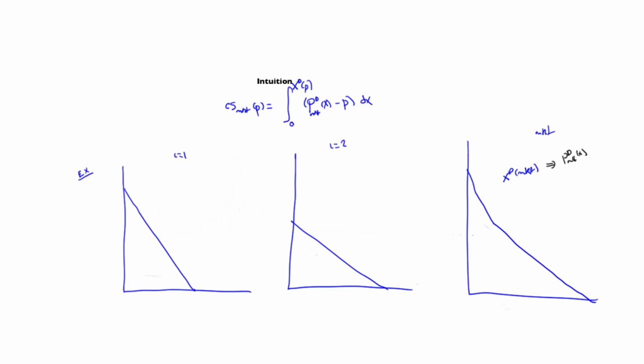Now, this formula is telling us that if we want to compute the consumer surplus at one price P, this is the consumer surplus for the market, this is the consumer surplus for person 2 at P, and this is the consumer surplus for person 1 at P. Now, why does this formula work? Well, here's an easy way of seeing it.